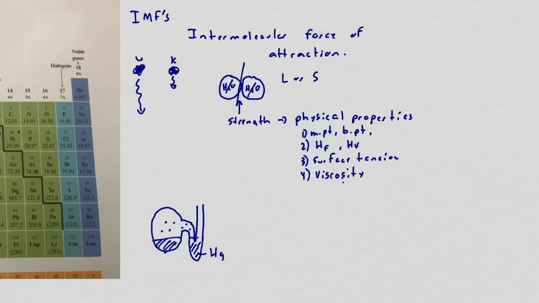Now, the one indirect one, these are all direct, right? The one indirect one is vapor pressure.